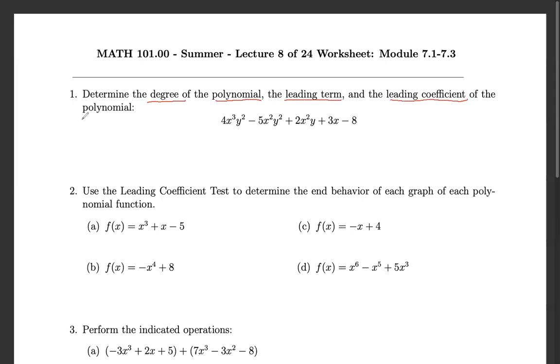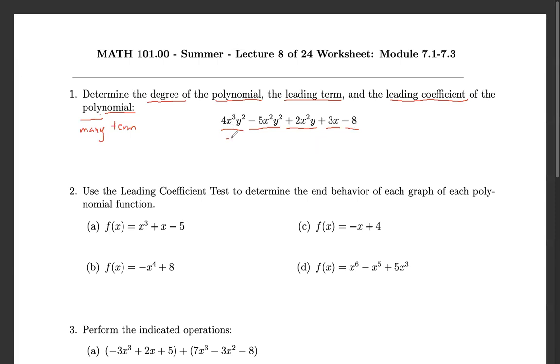So how many terms? Poly means many. Nomial means terms. And typically, nomial means one term. So what is a term? In this polynomial, this is a term, this is a term, this is a term, this is one term, this is one term. So we have here 1, 2, 3, 4, 5 terms.